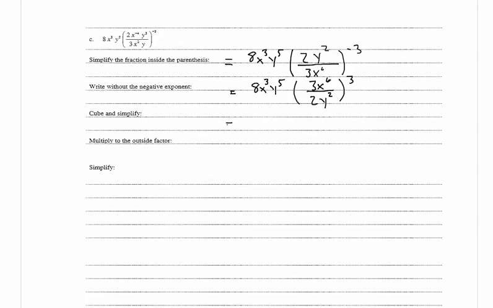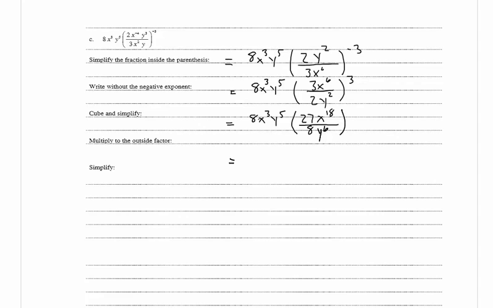So we're going to have 8x cubed y to the 5th times, we have 3 cubed is equal to 27. X to the 6th cubed is x to the 18th divided by 2 cubed is equal to 8. And then we have y squared cubed is y to the 6th. And now we want to multiply the outside factors.